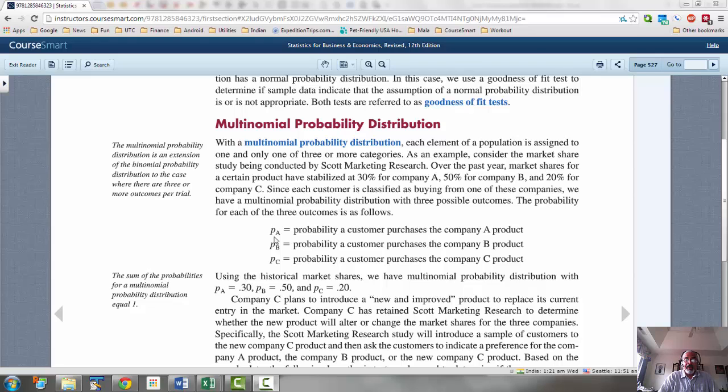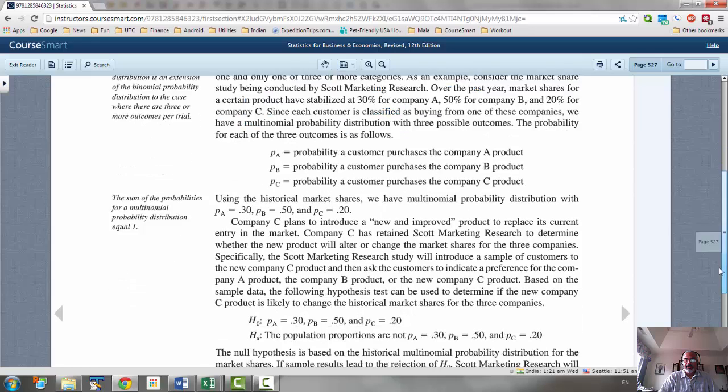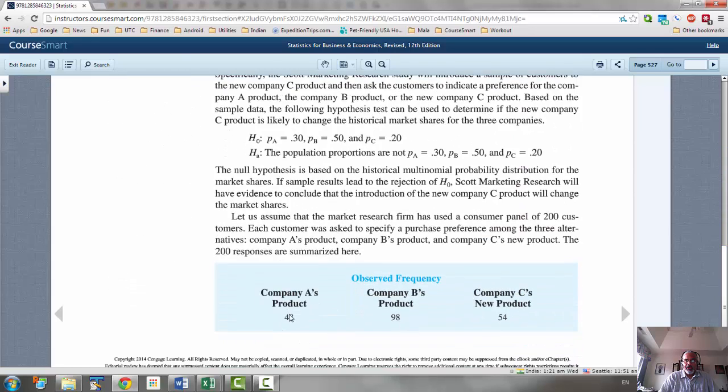So after marketing it, say they take a sample and then see how many are buying company A product, how many B and how many C. That information is given. So observed frequency 48, 98 and 54. Now we want to test with these observed frequencies whether the market shares are still the same like it had been in the past, or is it different. Okay, let's now set it up in Excel.